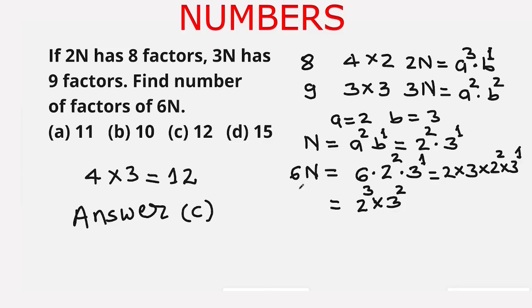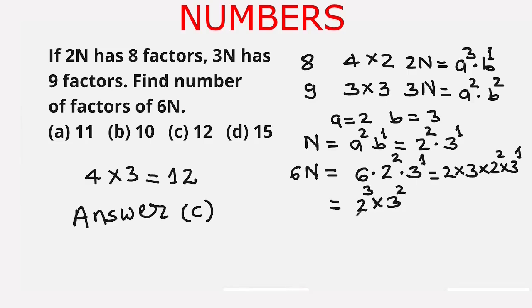Now what will 6n be equal to? 6n is equal to 6 multiplied by 2 to the power 2 and 3 to the power 1. 6 can be written as 2 multiplied by 3, multiplied by 2 to the power 2 and 3 to the power 1. So this is equal to 2 to the power 3 and 3 to the power 2.